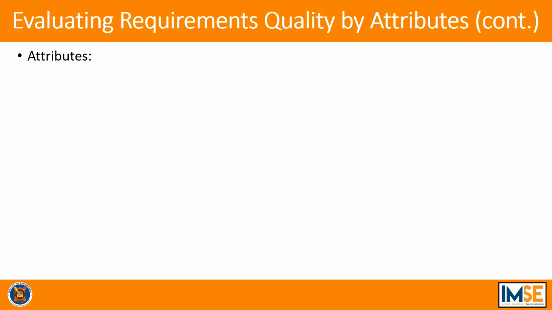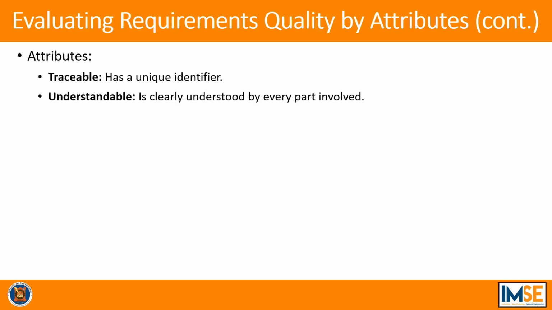The second method is evaluating requirements quality by attributes. It analyzes the quality characteristics of each requirement and helps to understand if the requirements clearly state what actions must be carried out by the system under specific conditions. As in the previous method, a quality requirement must possess some attributes, such as being traceable. That means it must have a unique identifier.